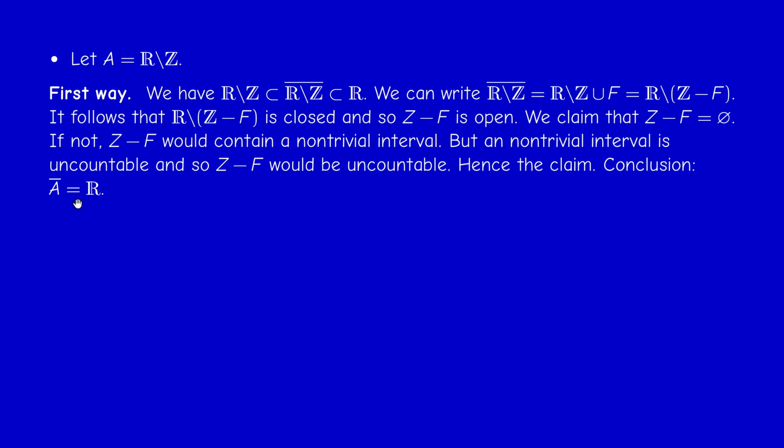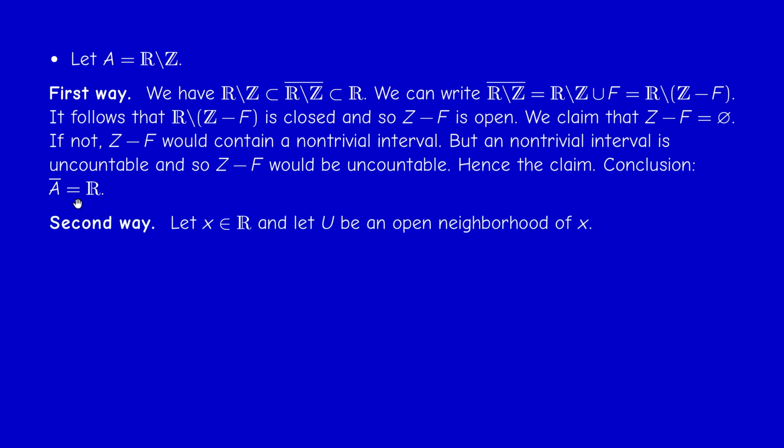Okay. This is the first way. Second way, similar to the previous one. We take an arbitrary point X in R, and we consider an arbitrary open neighborhood. I told you that you can always take your neighborhoods to be open, because if they are not open, you can take smaller ones which are open. Now, once again, Z cannot contain a non-trivial open set, because a non-trivial open set contains an interval. And an interval cannot be contained in the integers because it contains, for example, irrational numbers.